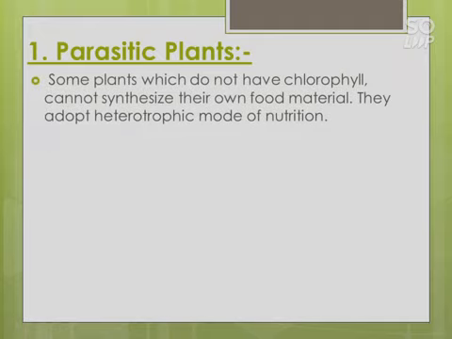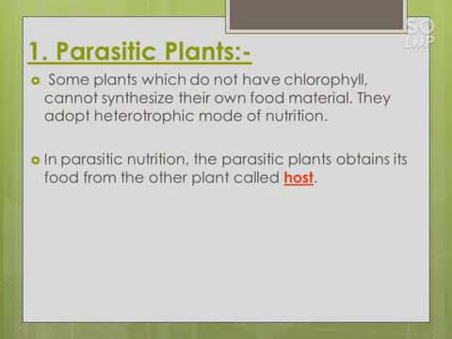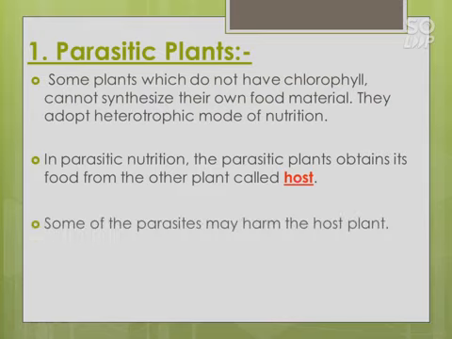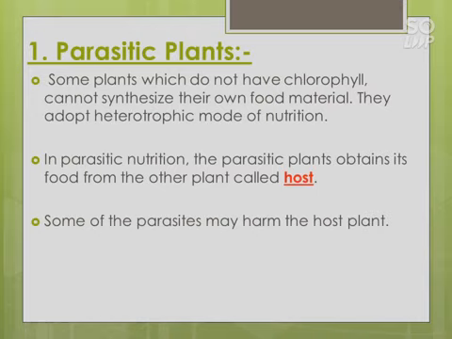Children, now let us start with parasitic plants. As you know, some plants which do not have chlorophyll cannot synthesize their own food material. They adopt the heterotrophic mode of nutrition. In parasitic nutrition, the parasitic plant obtains its food from the other plant known as host, and the parasitic plant which depends on the host is known as parasite. Some of the parasites may harm the host plant. In certain cases, the host plant dies because of less nutrients for them.